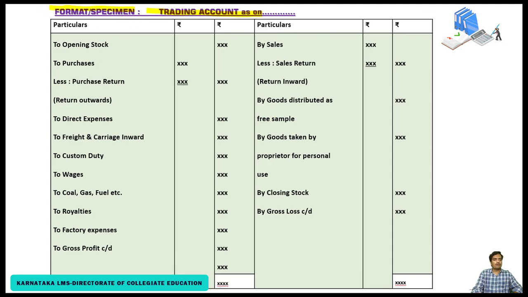So we are going to have two sides. On the left hand side we are going to record debit items, and on the credit side, that means on the right hand side, we are going to record credit transactions or credit items. So we are going to record all the debit items on the left hand side and all credit items on the right hand side.